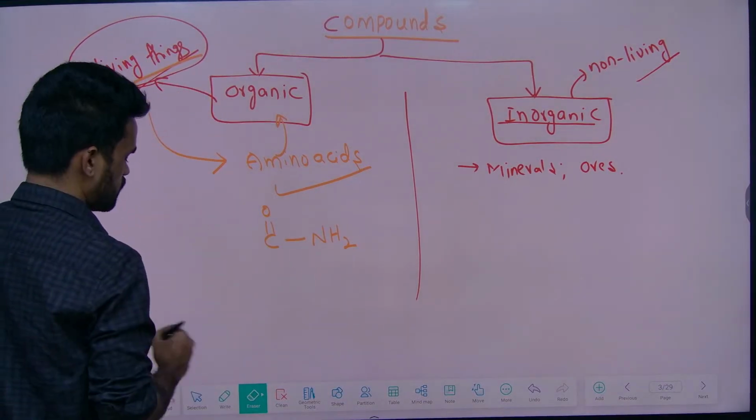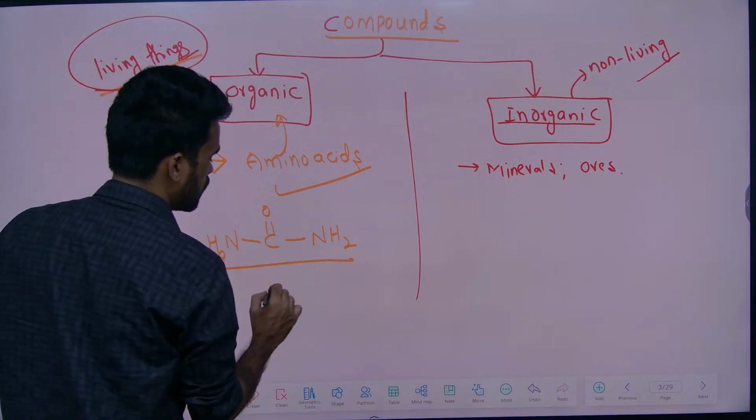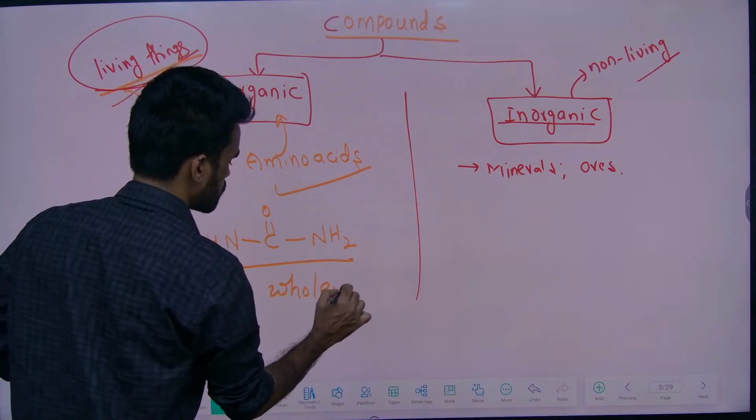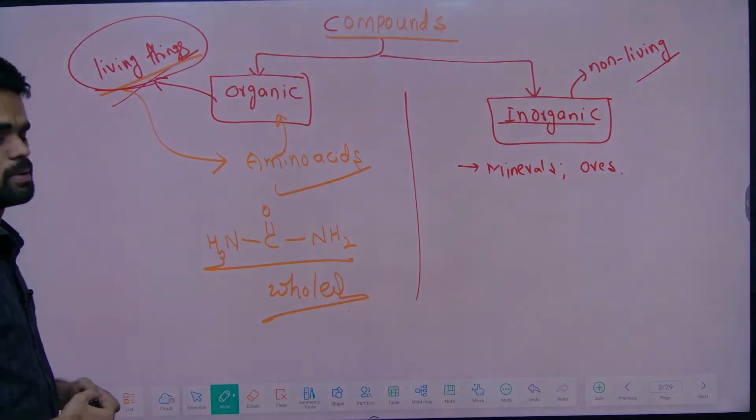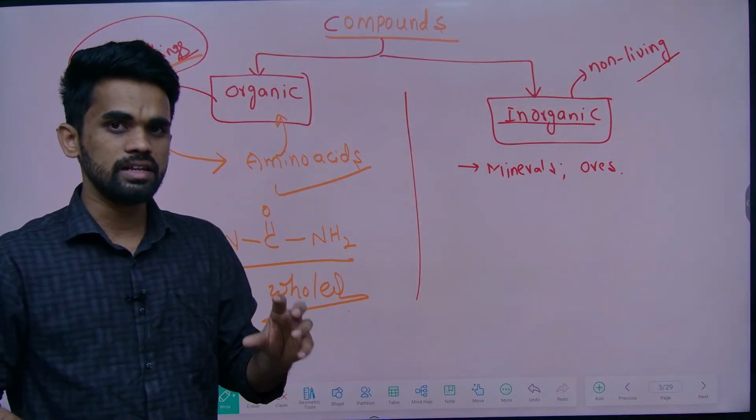CONH2NH2. This is the formula of urea. Who synthesized this? Wohler. You can remember Wohler. So urea is the first organic compound synthesized in the laboratory.